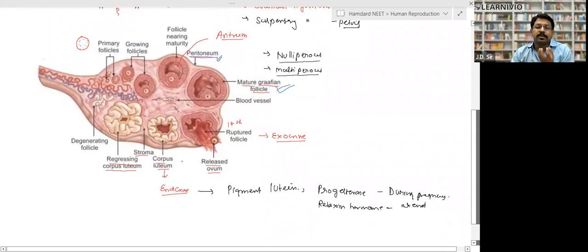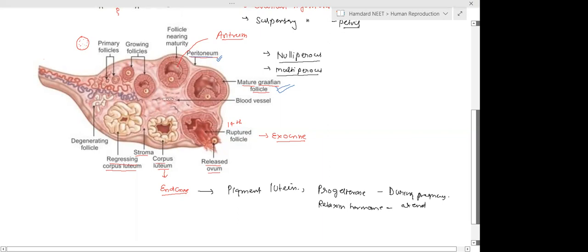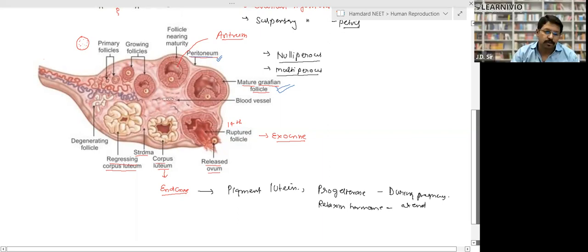Corpus luteum is the remaining part, other than the egg, of the Graafian follicle. This corpus luteum is endocrine, and it is a yellow-colored structure. It releases progesterone during pregnancy and relaxin hormone at the time of delivery. And this part where all these follicles lie is called stroma. If pregnancy does not take place, the follicle starts dying. If pregnancy takes place, the corpus luteum will persist throughout the pregnancy because it is required to support the pregnancy.